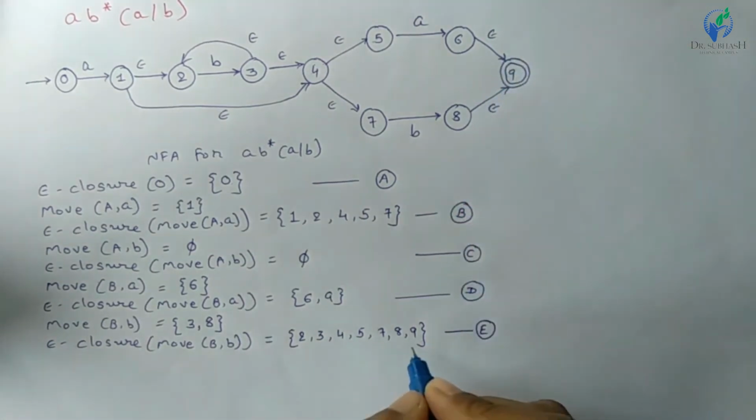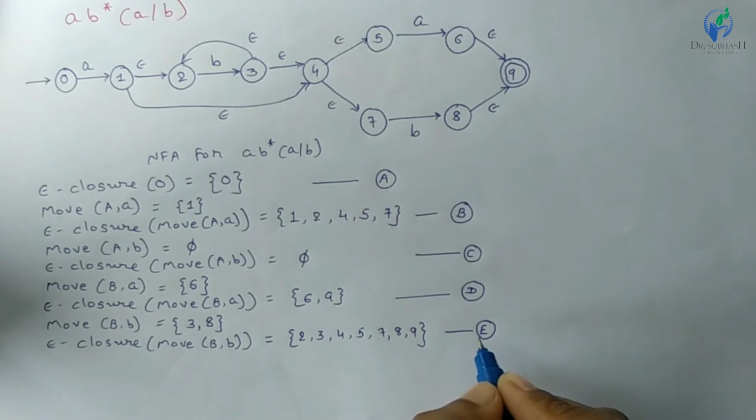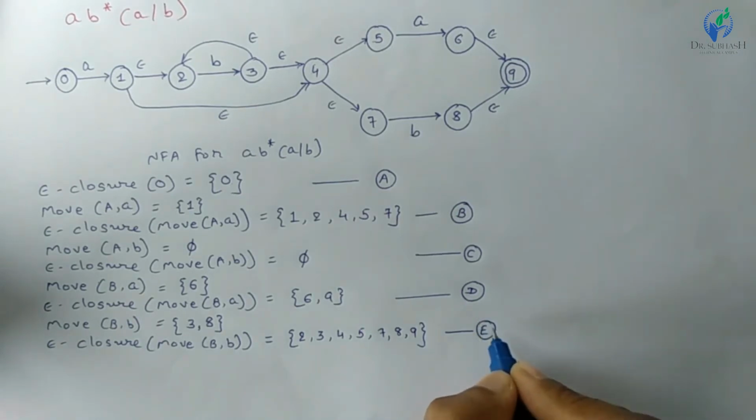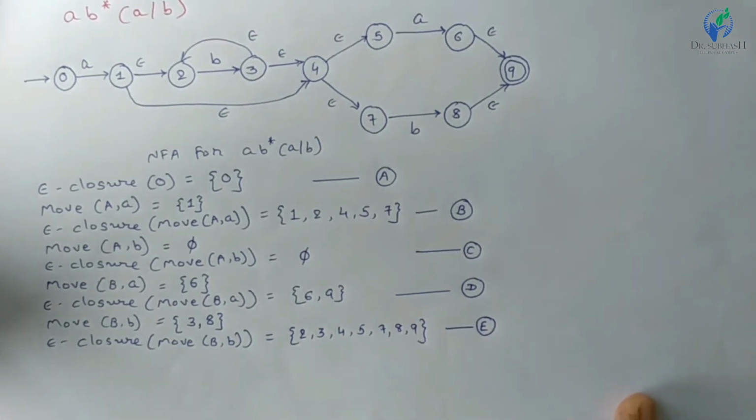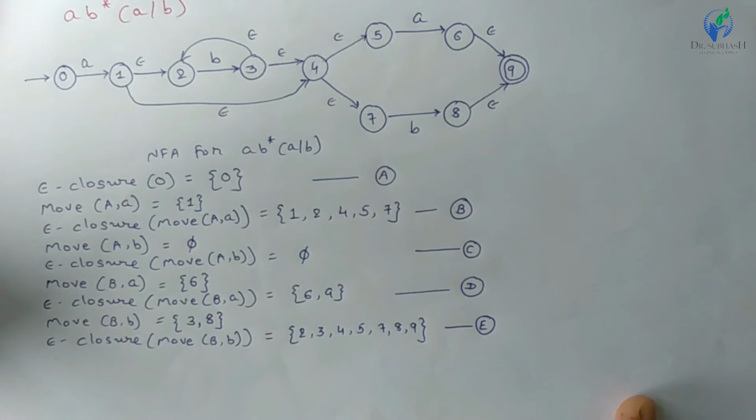So in the DFA, E state is also a final state. So here 2 final states are there. One is D and another is E.